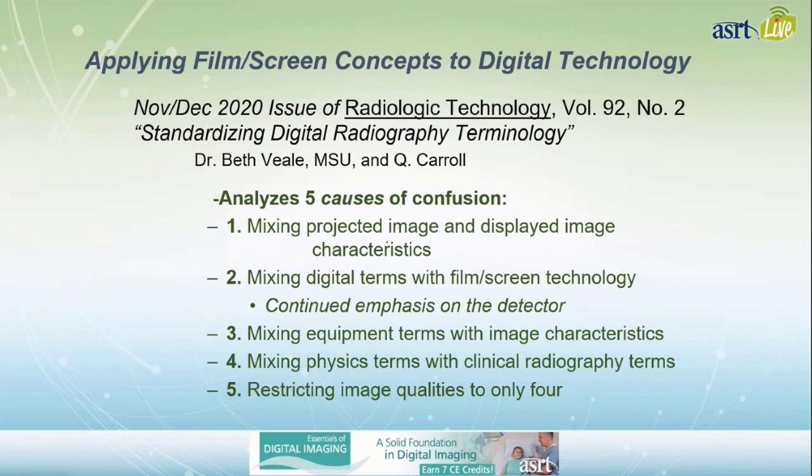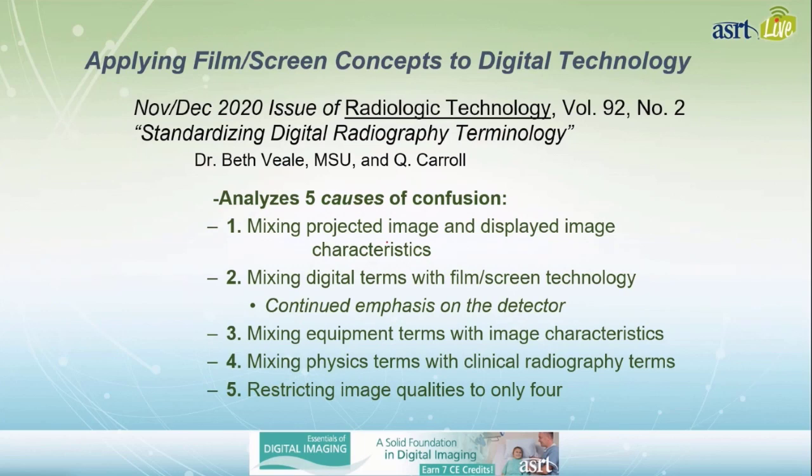And so here are 5 causes of the confusion that we identified. First, mixing projected image and displayed image characteristics, the projected image versus the displayed image that has been computer processed. Second, mixing digital terms with film screen technology, and particularly continuing to emphasize the detector. The detector is not the main change that has occurred with digital. The computer is. Number 3, mixing equipment terms with image characteristics. Number 4, mixing physics terms with clinical radiography terms. And number 5, restricting image qualities to only 4.